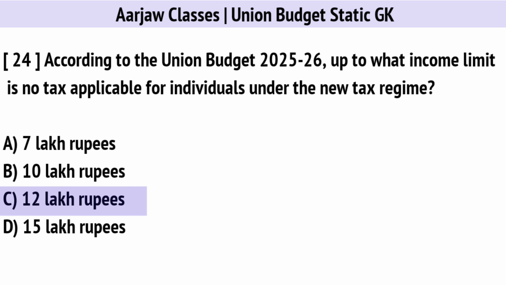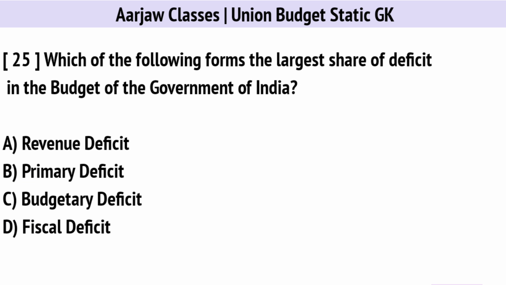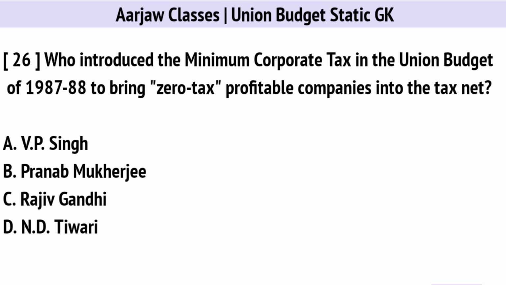12 lakh rupees. Which of the following forms the largest share of deficit in the budget of the Government of India? Correct option is D. Fiscal deficit. Who introduced the minimum corporate tax in the Union Budget of 1987 to bring zero-tax profitable companies into the tax net? Correct option is C.